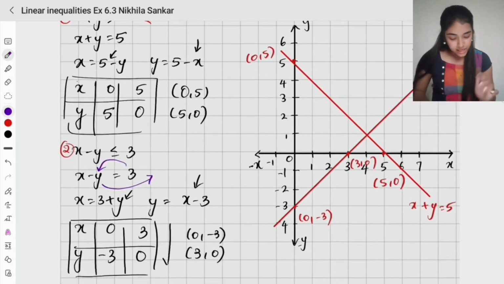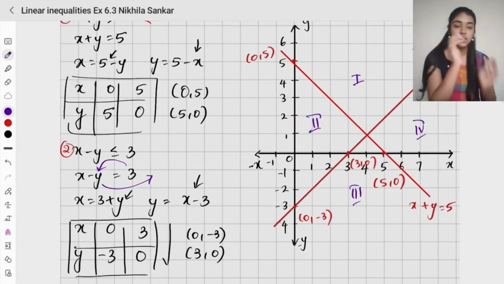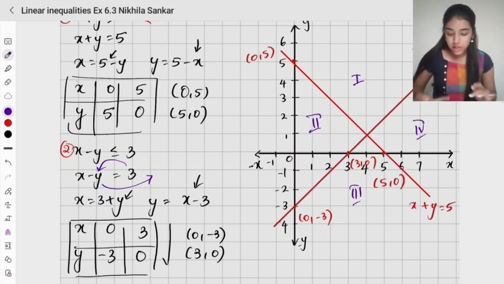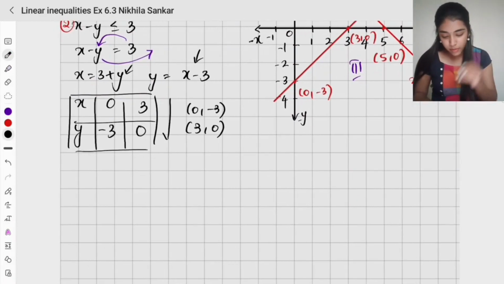Now what do we see here? I see that I have 1, 2, 3, 4 different regions. Among these 4 regions, we have to find which one is common. You have to see which point is common. So how do you do that? For the first inequation, you have to find if 0, 0 is included.